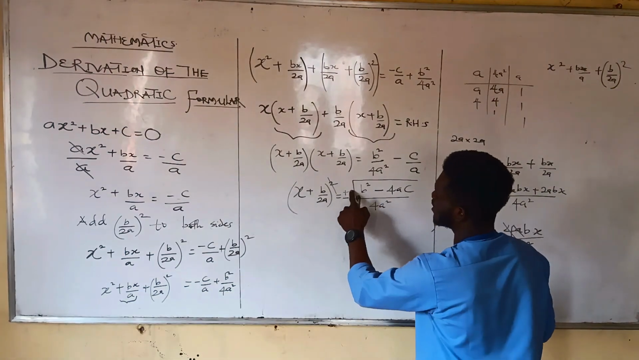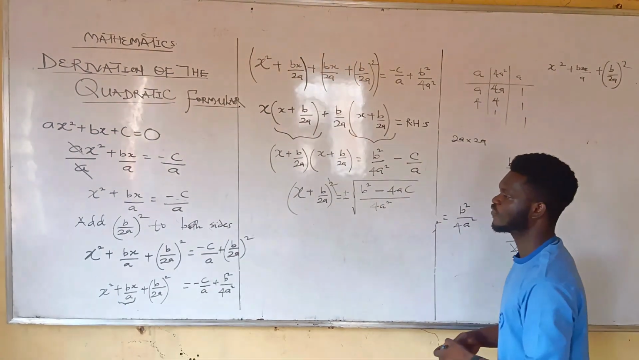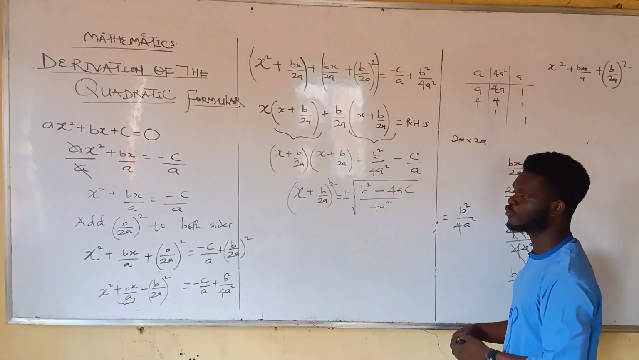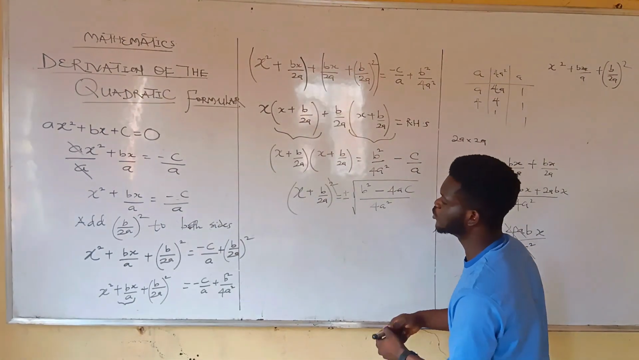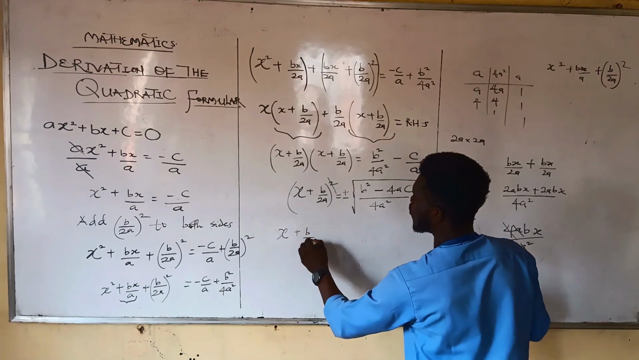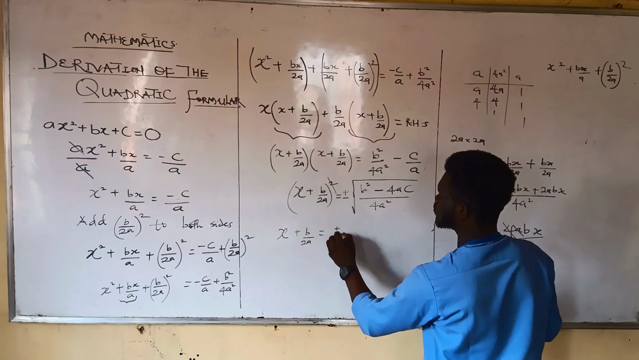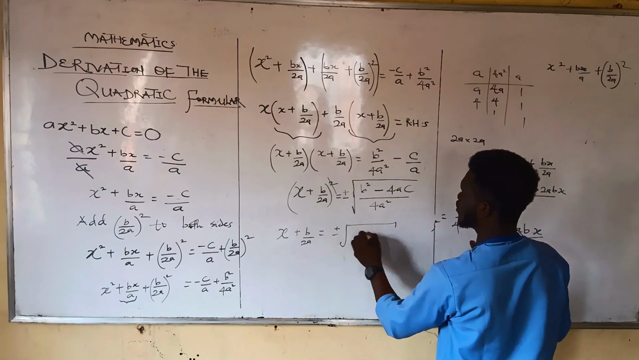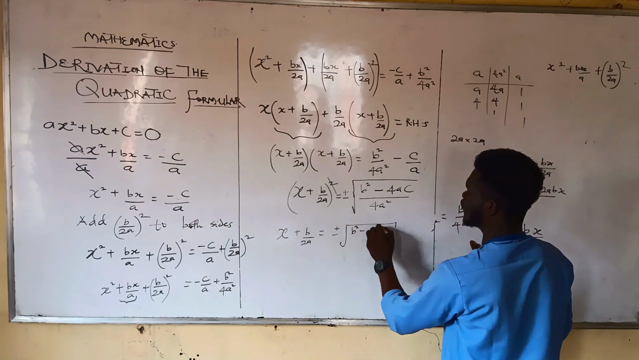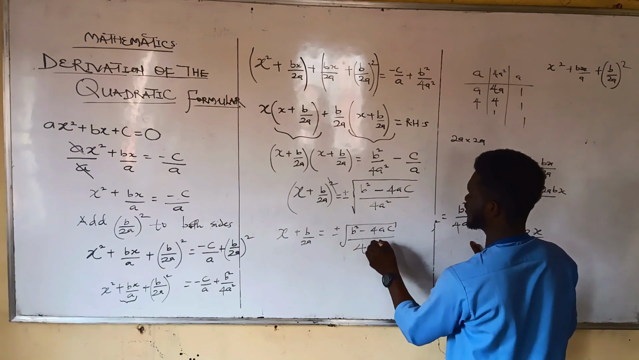Why the positive and negative? The positive and negative indicate that you have 2 answers for your x, which is the case for a quadratic equation, as earlier stated. So what do we do here now? We have x plus b over 2a equals to what? Plus minus the square root of b squared minus 4ac over 4a squared.